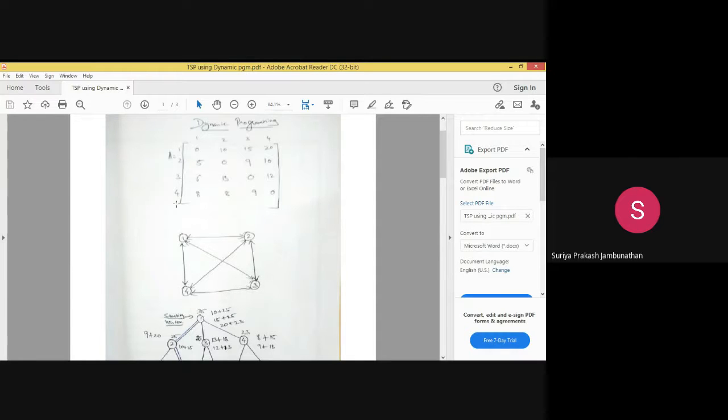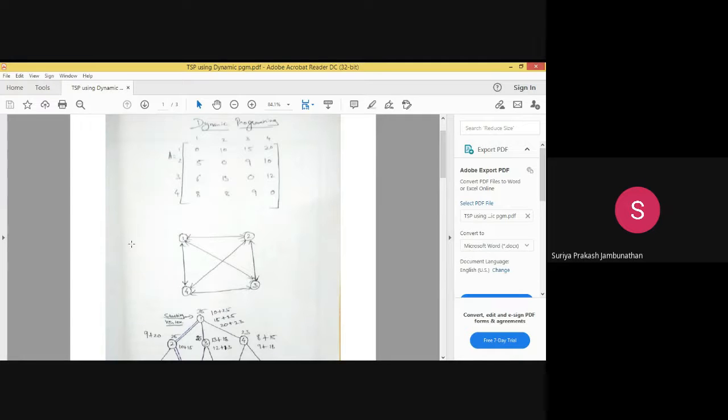Next, when we start from 1, we have a path to 2, a path to 3, and a path to 4, so we make edges 1 to 2, 1 to 3, and 1 to 4. Keep in mind all the edges are bidirectional. All the edges in the traveling salesman problem are bidirectional, so from a particular node you are able to reach all the nodes.